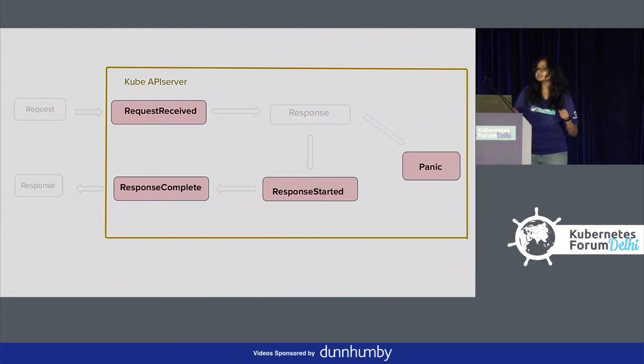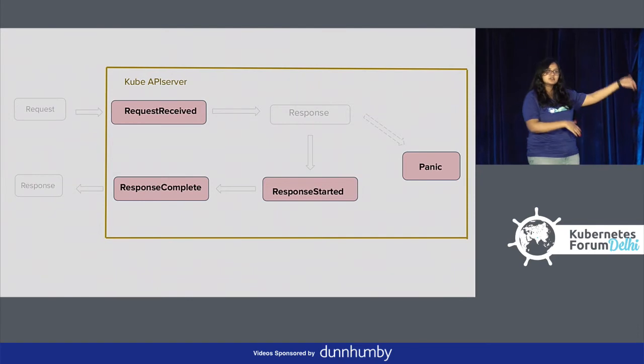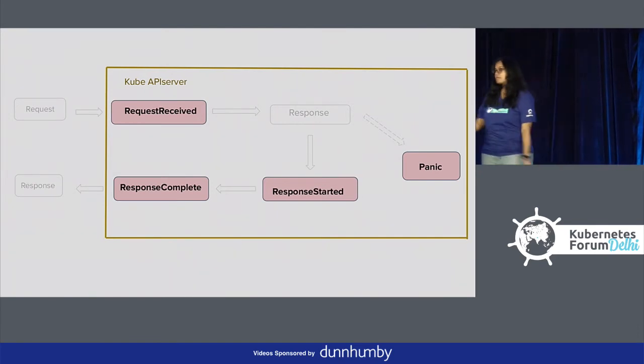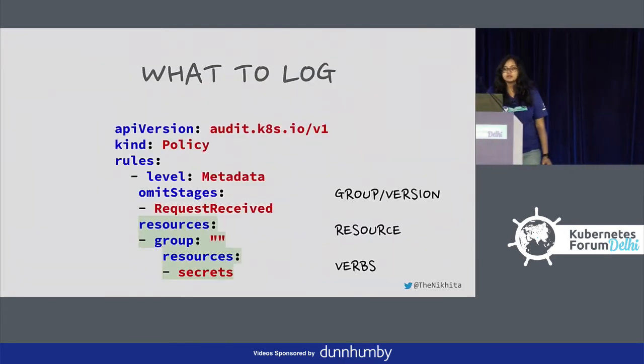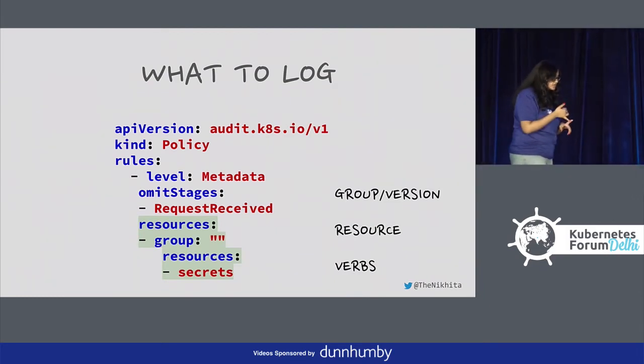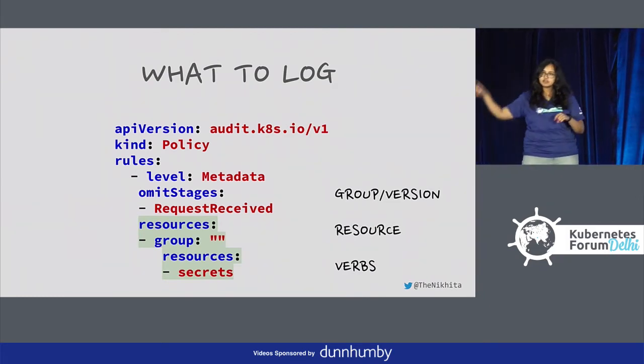So we have these four stages: request received, response started, response complete, and panic. And this is very important to understand because you will be using these terms in our rules when we tell Kubernetes that these are the things we care about and please log only these things. Moving on, so I talked about when to log. So this was in the life cycle of the request.